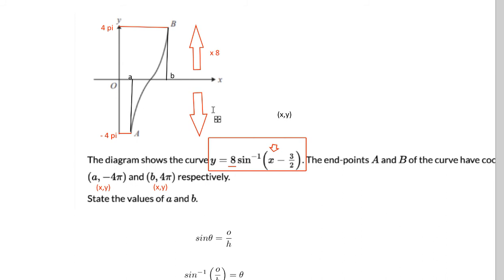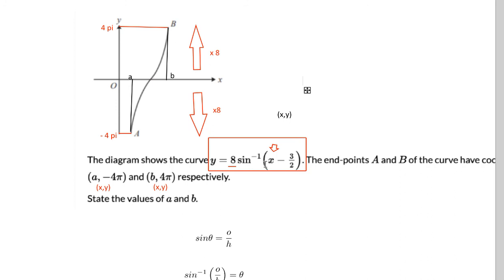So again, more information about what is given right at the beginning. Next thing, what is this minus 3 over 2 doing? Well, this is shifting the curve. Normally a value of x will come in, and then that x will go through sine to the power minus 1 and then be multiplied by 8 to produce a y value. Now, when that value of x comes in, you're going to take away 3 over 2 from it.